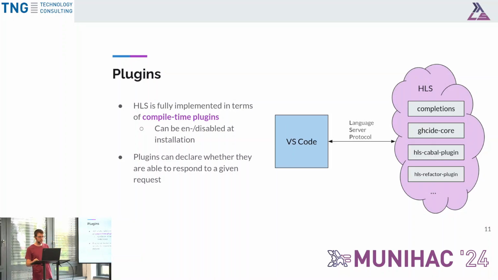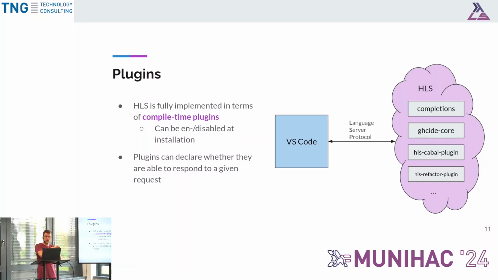And to the right, in this graphic, you can see what HLS looks like when you look at it from a distance. I have here a selection of the plugins that are featured in HLS. So, for example, we have a completions plugin, which only takes care of responding to completion requests. So when VS Code asks, what could I show to the user, what identifier they could mean.